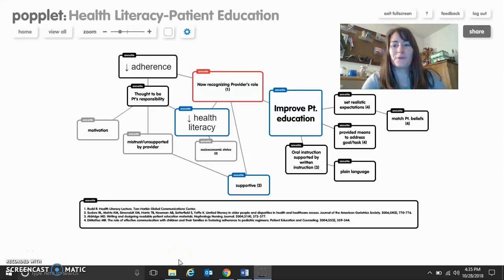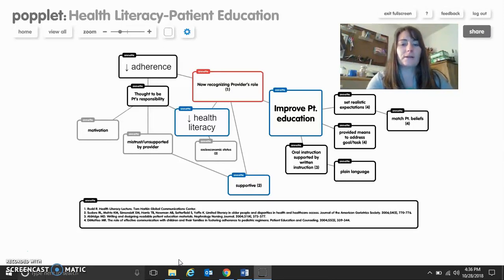Hello, today we are talking about health literacy and patient education. And when we look at the literature, we find some surprising things that hopefully we can learn from and become better clinicians. The first thing we look at is why there is decreased adherence to plans of care.